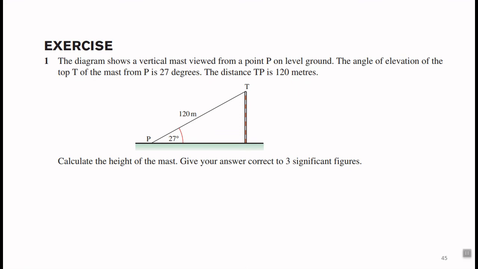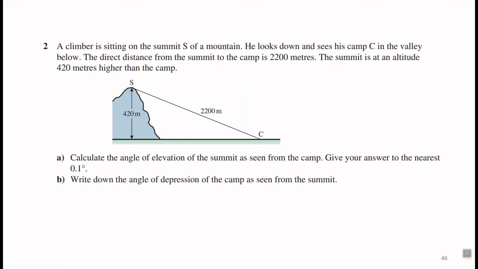Exercise. With respect to angle of elevation and angle of depression, you need to complete this exercise. Angle 27 is given. This side, directly opposite to the angle, we call the opposite side, and this we call the hypotenuse. Exercise question number 2: read the question and try to understand this theory, and you need to do it as homework.